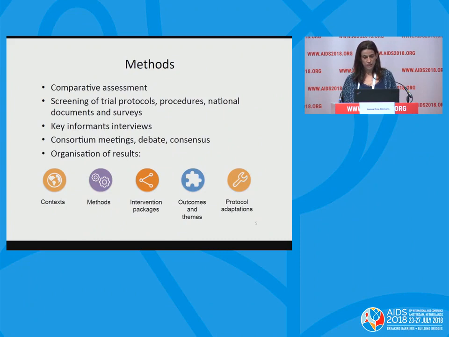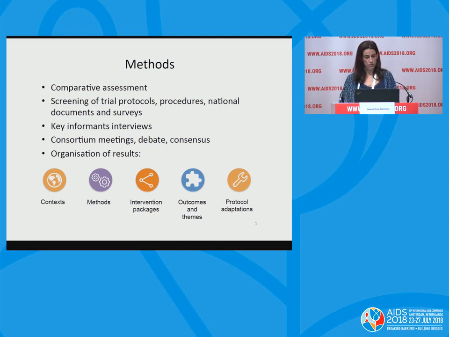So how did we do? What were our main methods? We did what we called a comparative assessment, which to do that we screened trial protocols, we compiled trial procedures, we accessed national guidelines and survey data. We also conducted key informant interviews with some of the key staff members, whether investigators or coordinators or even field workers. We also met over a year and a half period quite regularly to come together and decide together how to structure this comparative assessment and what main results to report on.